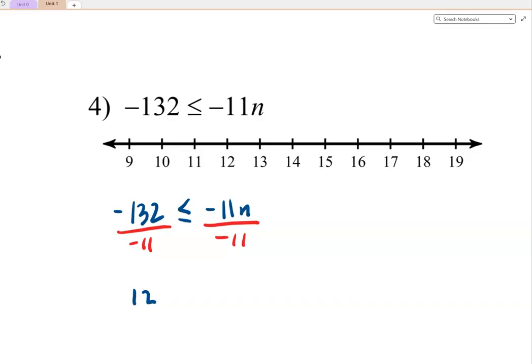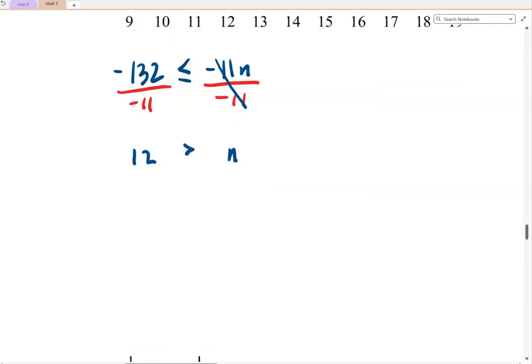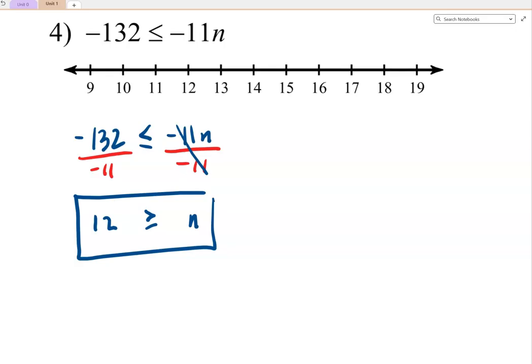And we still have on the right side an n value, which has now been isolated because these fractions have reduced to 1. The only difference is that we have to change the direction of our sign. Instead of being a less than result, it becomes greater than, and we would report the solution as 12 greater than or equal to n, or if you prefer to rewrite it, n would be less than or equal to 12. We talked about this in class 2 this week.